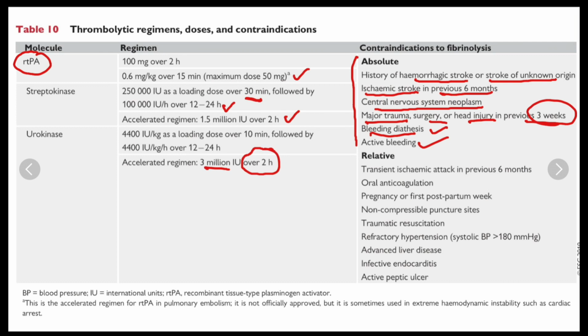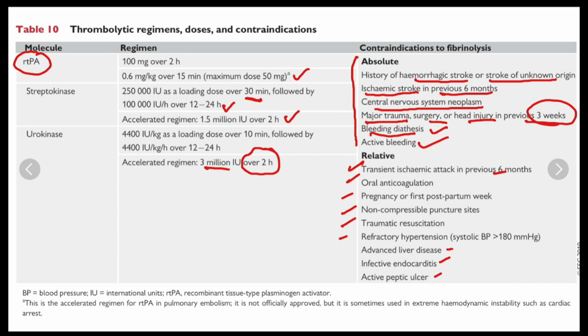Then there are relative contraindications. Transient ischemic attack in the previous 6 months, oral anticoagulation, pregnancy or postpartum week, non-compressible puncture site, traumatic resuscitation, refractory hypertension of more than 180 mmHg. Then advanced liver disease, infective endocarditis, or active peptic ulcer.